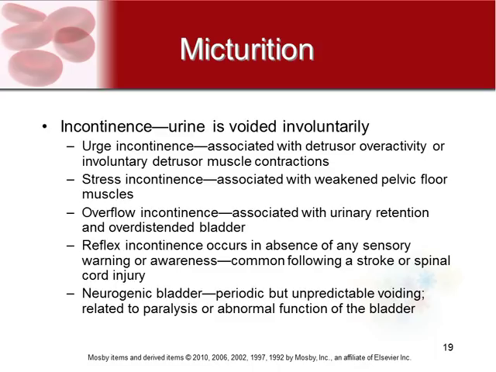And then there's a neurogenic bladder, and that's when there's periodic but unpredictable voiding, and that's normally related to some sort of paralysis or abnormal function of the bladder. So you're not necessarily paralyzed in your whole body, but there's some sort of abnormal sensation in your bladder. So your bladder just releases on a kind of regular filling cycle, depending on how distended it gets, but it's hard to predict because it's not on a regular schedule and you can't control it.